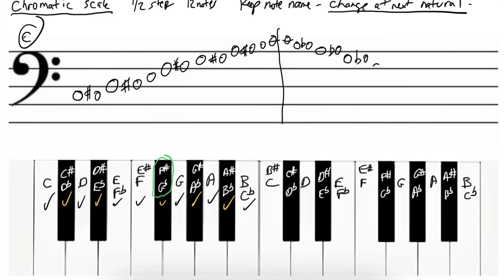We continue with G flat and F, E, hanging on to the E for an E flat, D, hanging on to the D for a D flat, and C. So our descending or going down chromatic scale will use the flat versions of the enharmonic notes. This works for any key, your chromatic scale.